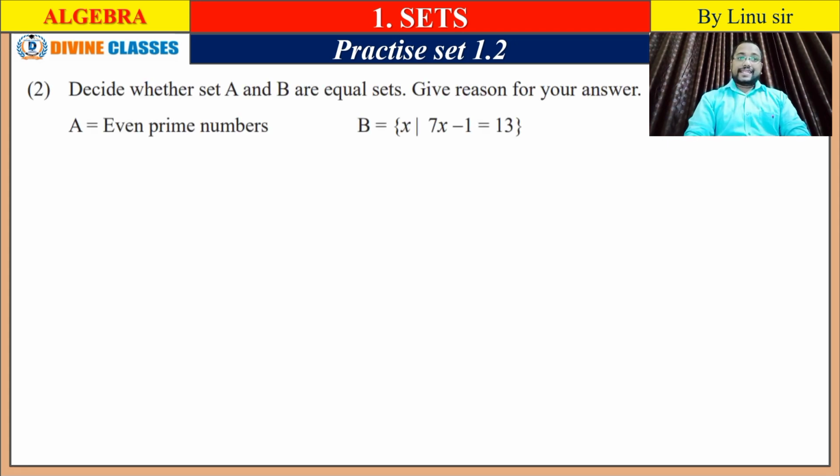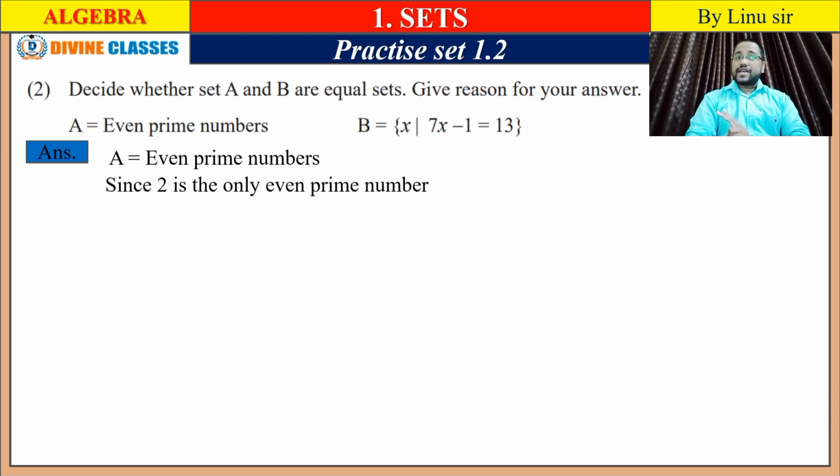Question number 2, decide whether sets A, B are equal sets. Give reason for your answer. Your question is, first, set A is equal to even prime numbers, right? And set B is equal to x such that 7x minus 1 is equal to 13. This is the same type of question as we did in question number 1, right? Whenever we need to find equal sets or not, we have to convert the question into listing form, right? So here set A will take even prime numbers. Yes, in exercise 1 also we had seen the same, that 2 is the only even prime number, yes or no, so the element inside set A will be equal to 2, right?